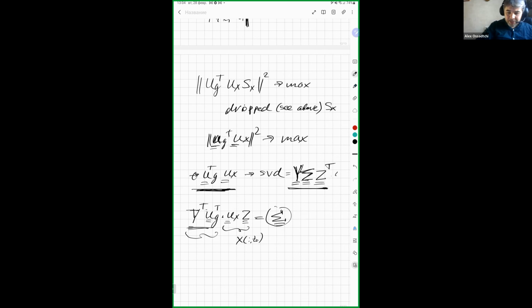So you are finding the best vector from these guys, from UG, linear combination in this subspace. You are taking the best linear combination of columns of UX in this subspace, the best, and measuring the angle between them because they are all normalized. And the first entry of sigma here will basically be the cosine between these two best vectors.